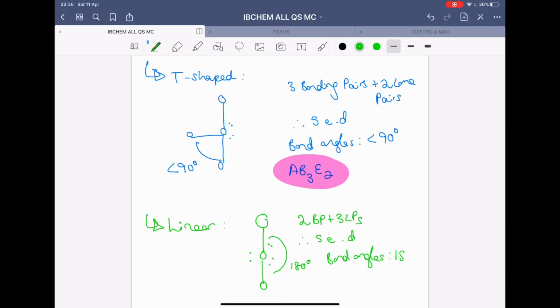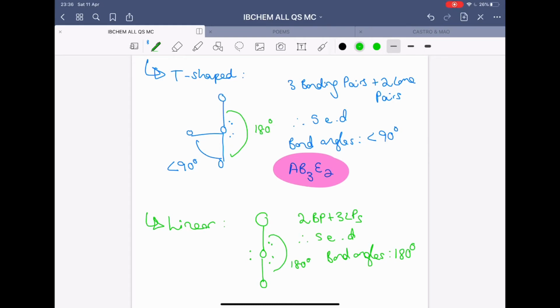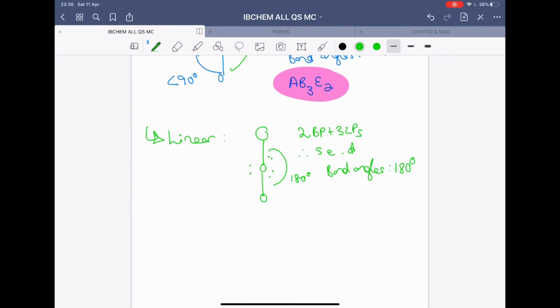IB, this is a lot for the high level students. I'm doing high level right now. This is a lot to memorize. I'm going to say you've got until next year if you're in year 12. You've got until next year. Please just try and memorize these for your exams.